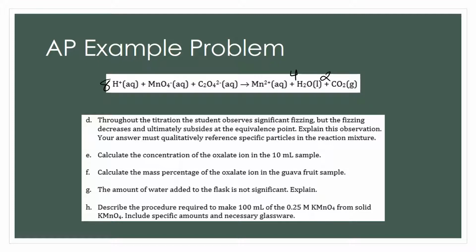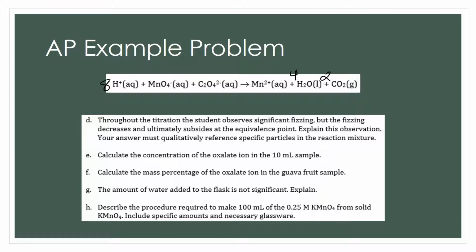Throughout the titration, the student observes significant fizzing, but the fizzing decreases and ultimately subsides at the equivalence point. Explain this observation. For this, think about a soda. It fizzes because it contains carbon dioxide. So as this reaction occurs and the titration takes place, carbon dioxide is produced. At the equivalence point, no more carbon dioxide is produced, and we see a reduction and then ultimately a stopping of fizzing.